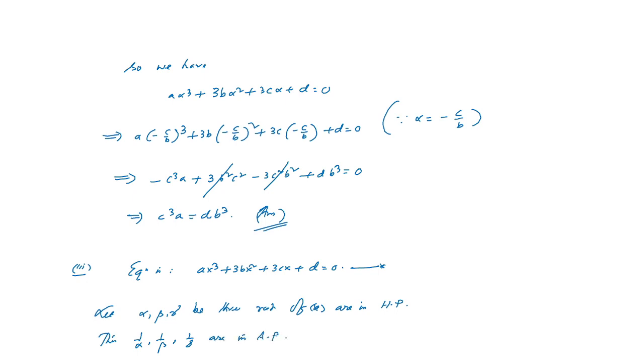That is the result: if alpha 1, alpha 2, ..., alpha n are in HP, then 1 by alpha 1, 1 by alpha 2, 1 by alpha 3, ..., 1 by alpha n are in AP. So by this condition, what can we write? That implies 1 by beta minus 1 by alpha equals 1 by gamma minus 1 by beta. From this relation, we can write 1 by alpha plus 1 by gamma will be 2 by beta, so 1 by alpha plus 1 by beta plus 1 by gamma will be 3 by beta.